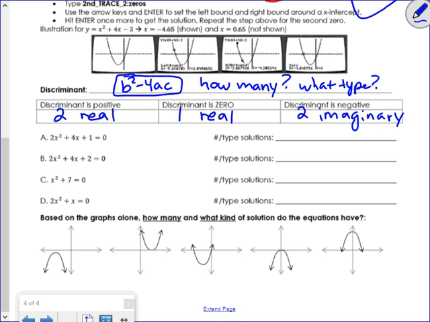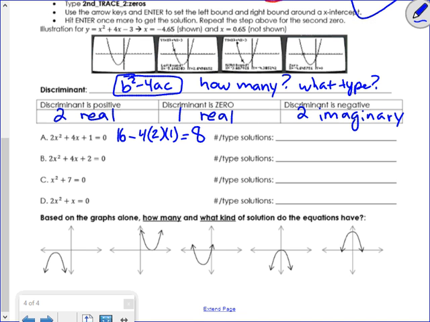Plug it into this guy right here. So b is 4. So 4 squared is 16 minus 4 times 2 times 1. Does everybody understand how I got those? I'm taking the a, the b, and the c, and I'm plugging it into the discriminant up here, b squared minus 4ac. Does everybody see that? Okay, so if I do the work, if I do 16 minus 8, get 8. Does that mean I have 8 solutions?